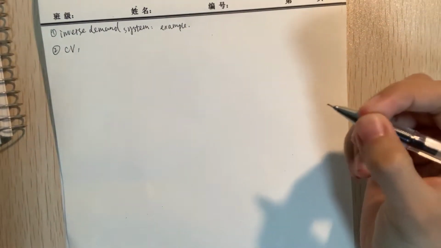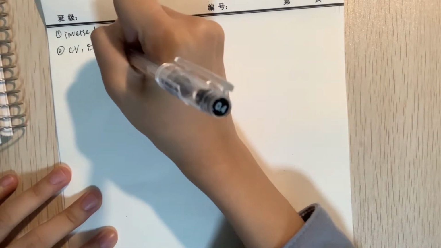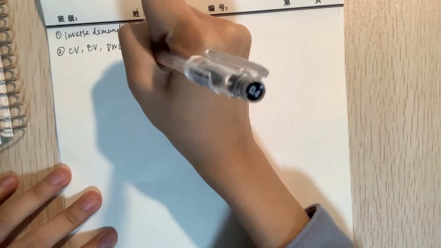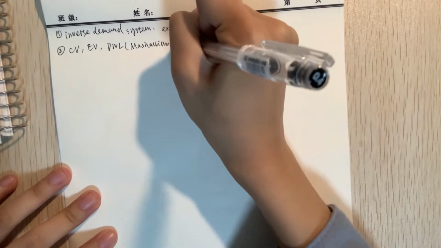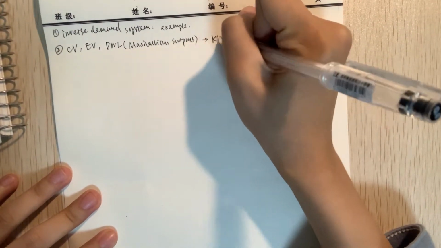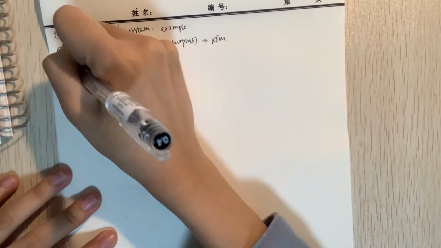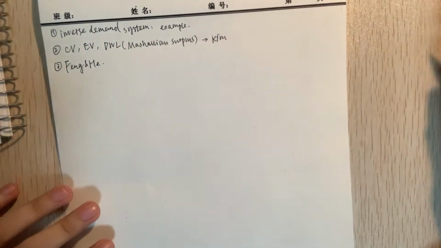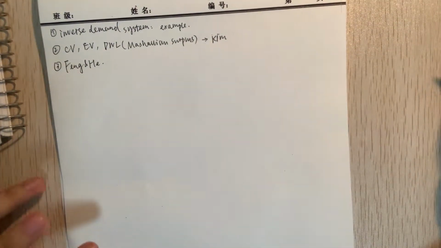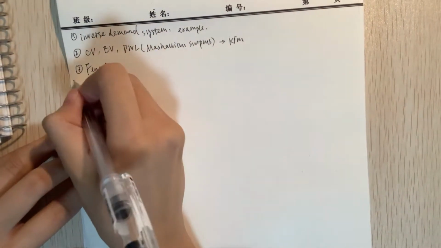And second, I will talk about the welfare measures in the inverse demand system, namely equivalent variation, compensated variation, and also deadweight loss, which is measured by Marshallian surplus. So this is the second half of Kim's paper, actually. Last but not least, I will go back and talk about Feng and He. I will actually challenge the ground of this paper, specifically the endogeneity problem. Okay, so let's start.